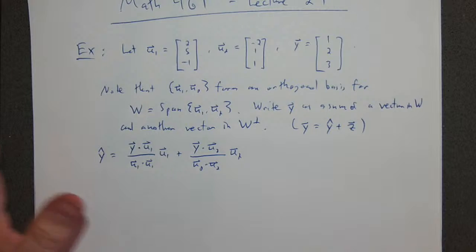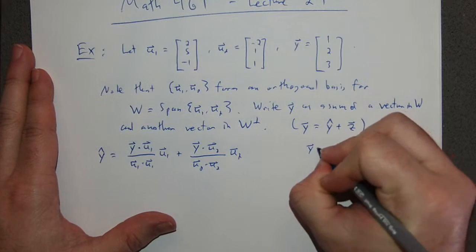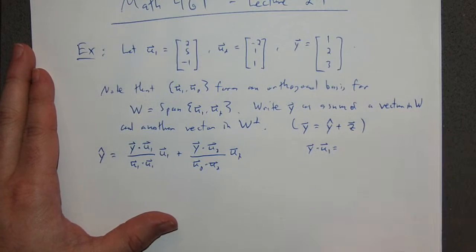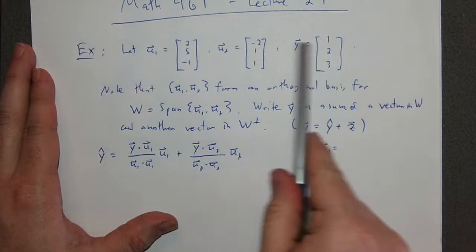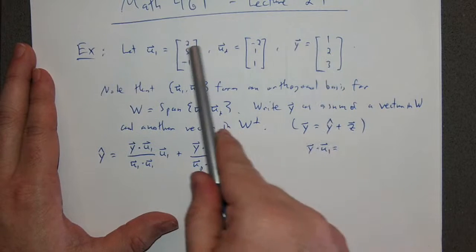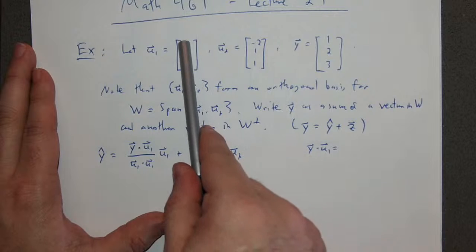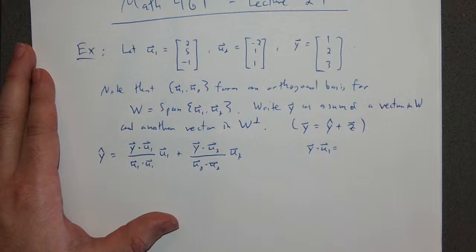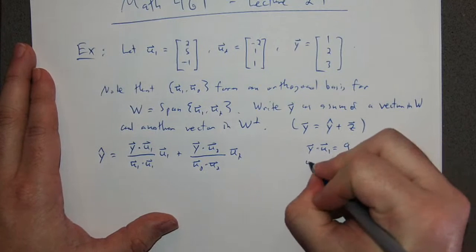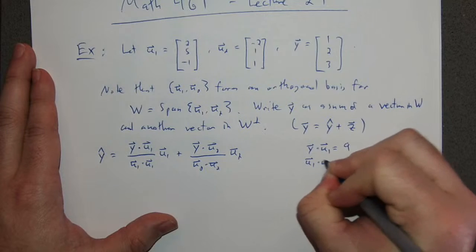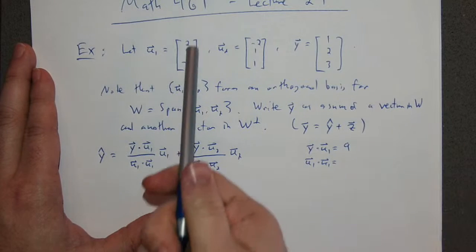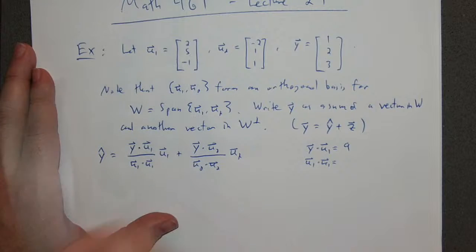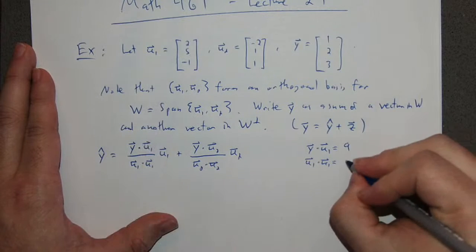So what is y dotted with u1? Well, y dotted with u1, this is 1 times 2 plus 2 times 5 plus 3 times minus 1. So 2 plus 10, that's 12, minus 3, so that's 9. What's u1 dotted with itself? So this is 4 plus 25 plus 1. So that's 26 plus 4, that's 30.